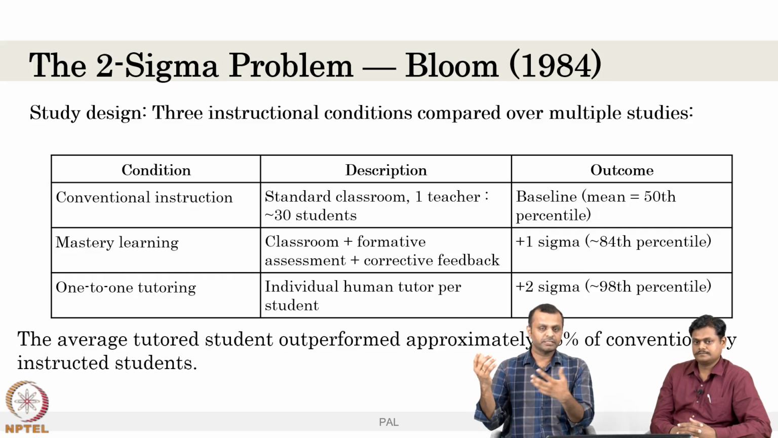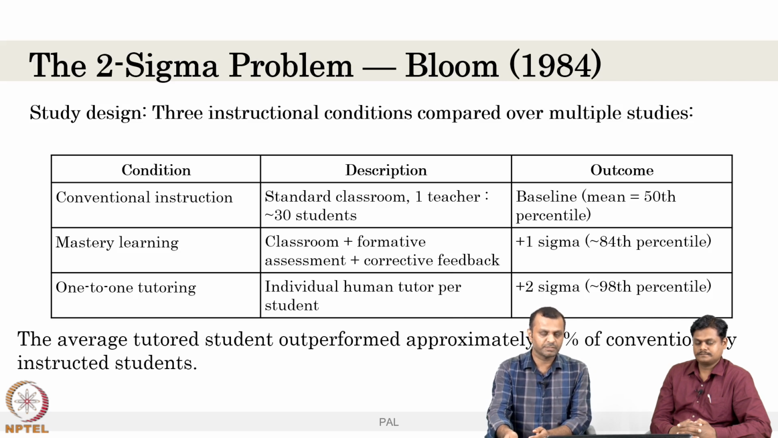So they tried to do that in the 1930s, but in the 1980s, Bloom's study compared conventional instruction, that is students in the classroom, with students who learn by classroom plus formative assessment and corrective feedback, and with a third group where an individual human tutor is assigned per student.